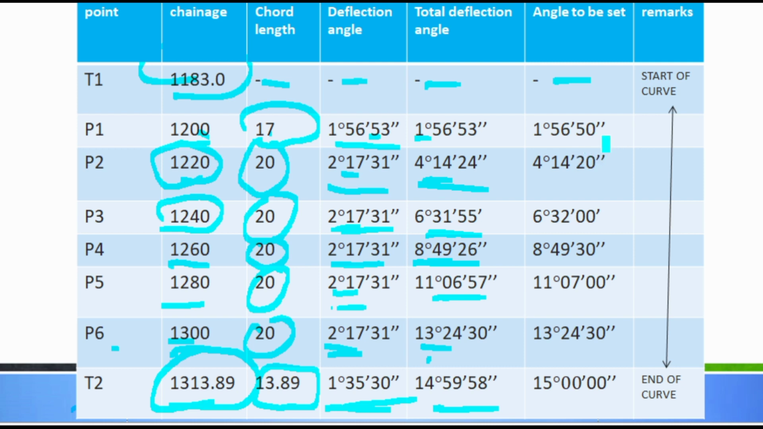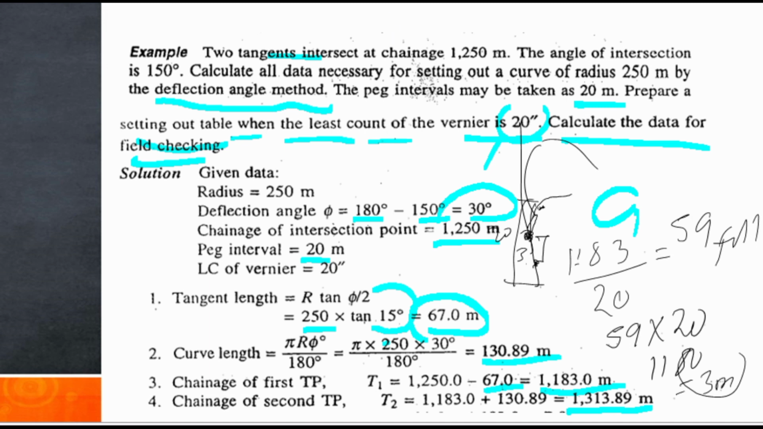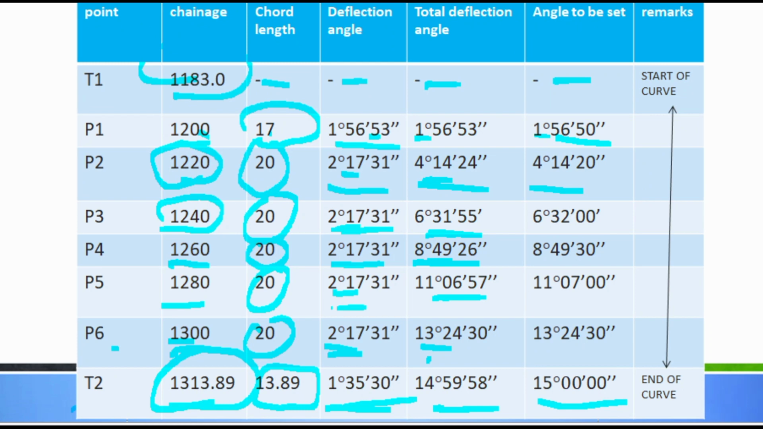Then for the angles to be set, you can round it off to the nearest whole number. I've used the seconds part, so I've rounded off all the total deflection angles to what you can see there, and when you round it off you get your final check. And then on the remarks, this is the start of the curve, this is the end of the curve. In the remarks, you will input that the least count of vernier is 20 seconds. So remember to add that on the remarks.